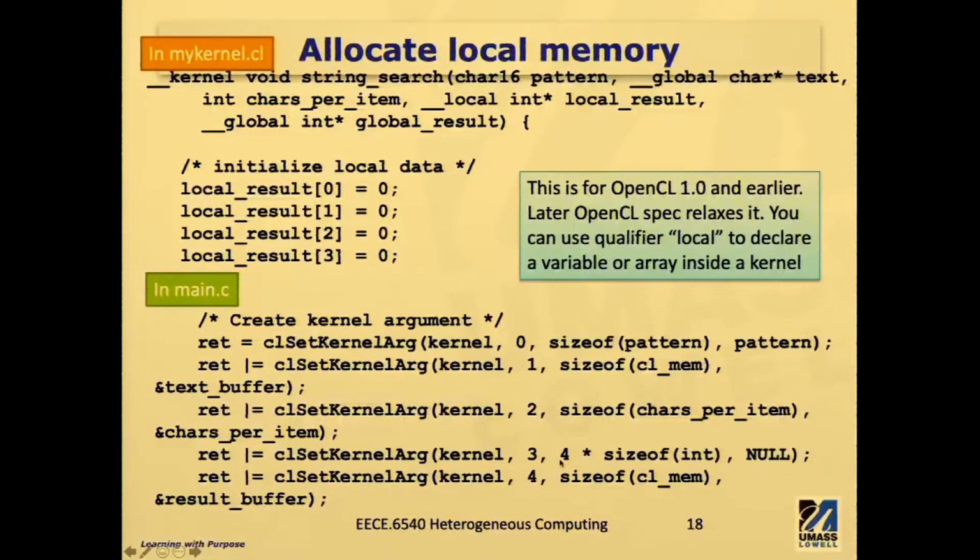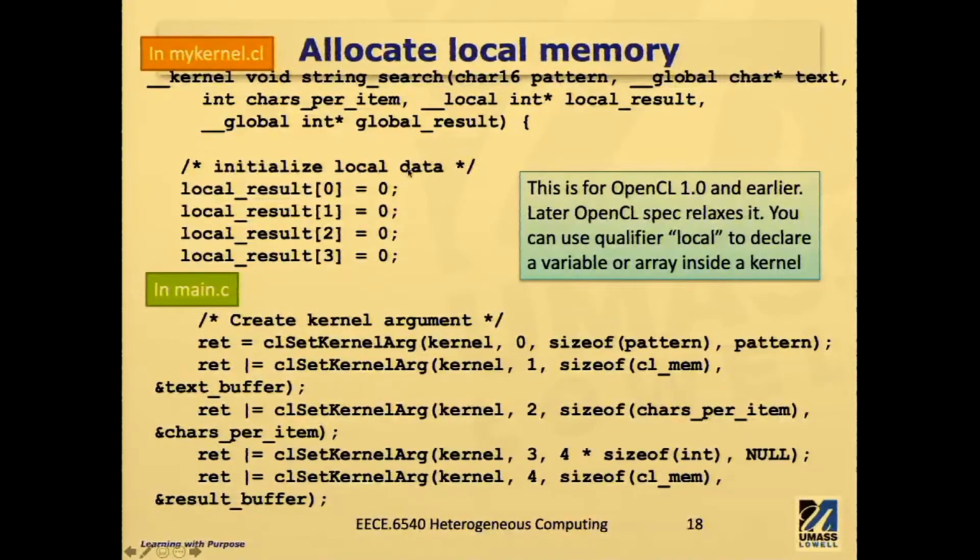In the size, we actually use the expected size for this local memory. So we have it here, 4 times size of int. That is to say, we want to allocate a local memory that is 4 integer size. So this is one way to allocate that. You can see a lot of examples of this way of initializing local memory, which is for OpenCL specification 1.0 and earlier. And last time I checked, in later specifications, OpenCL relaxes this requirement a little bit. You can actually use the qualifier local or __local when you declare a variable or array inside a kernel. So you could do a __local int local result bracket 4, like you do in a typical C program.